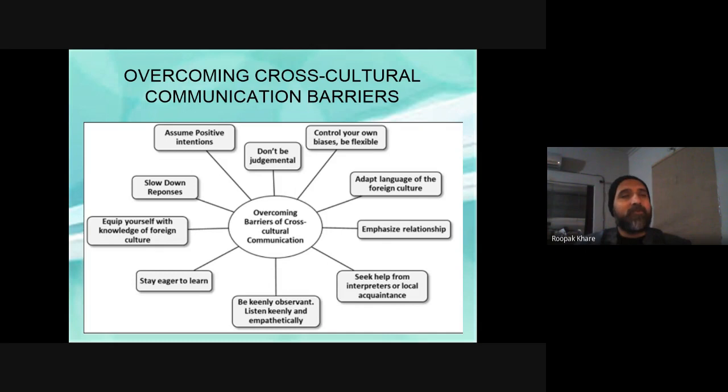Seek help from interpreters or local acquaintances. It is very important. See how major problems happened, especially in China and other countries, just because of the language. So if you don't understand the language, have an interpreter who understands the local language very well. Be keenly observant and listen keenly and empathetically. You should be a good listener, an empathetic listener. Empathetic means you need to feel what other people are feeling. You need to understand their emotions. Be empathetic to them. Stay eager to learn.